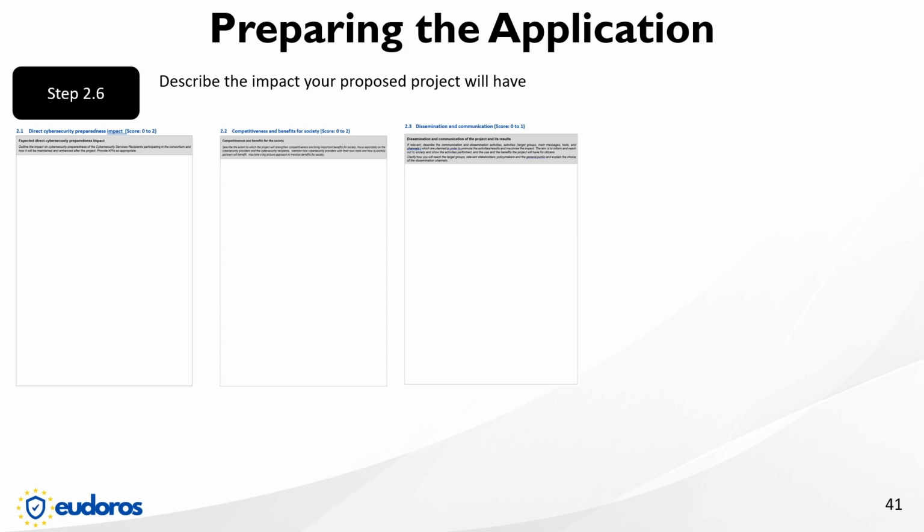Direct impact includes what the result will be in terms of improved cybersecurity preparedness. Competitiveness and benefits to society will include competitive advantages that the entities that have been secured will have, but also any competitive advantages that the cybersecurity providers that may be applying will get. For example, they can say, through this project, we will be able to launch a new tool that will be demonstrated, validated in the context of this project, and this is great for such and such reasons.